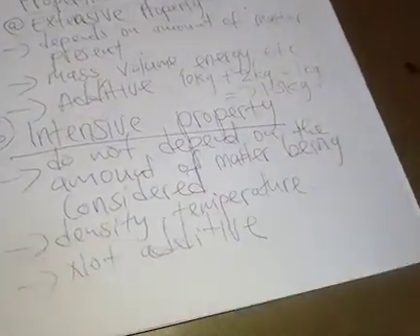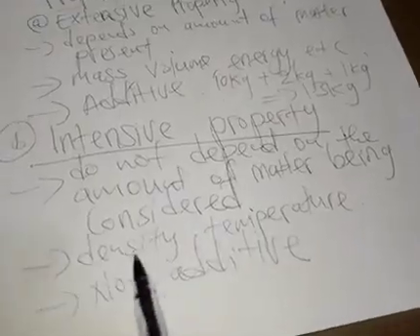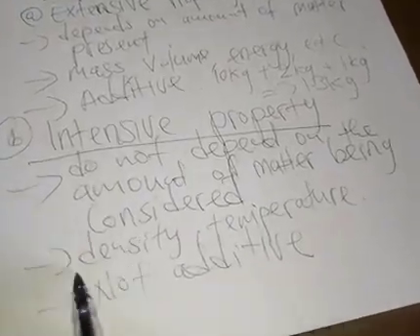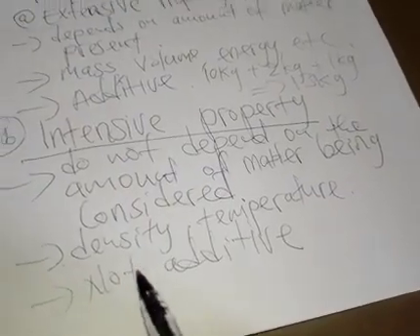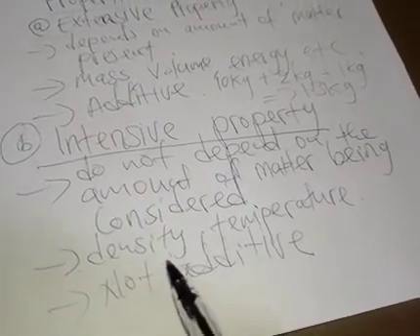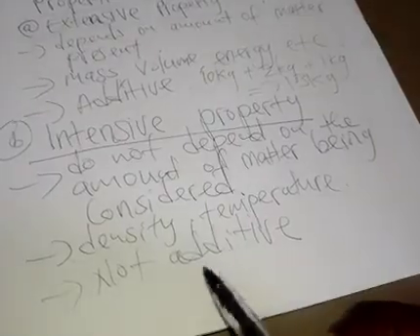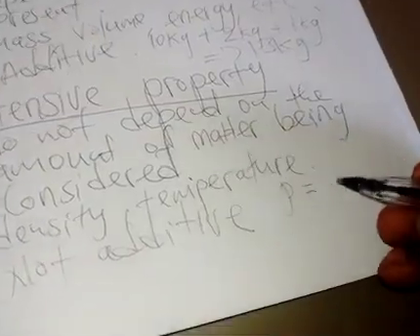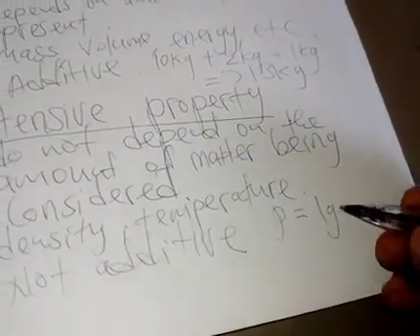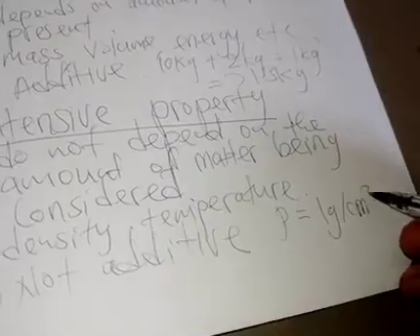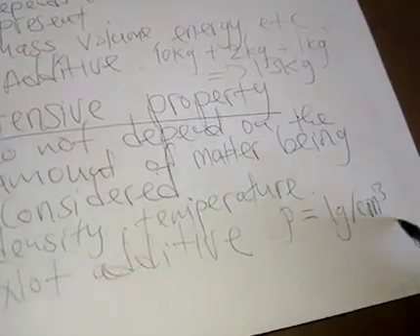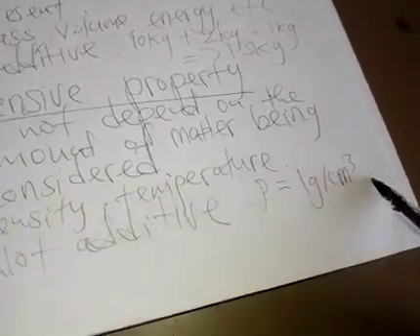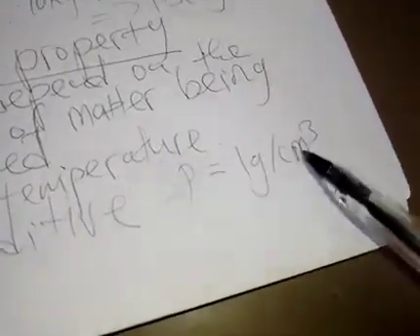Let's look at what we mean by this. Let's start with density itself. I'll give an example of the density of water. The density of water is about 1 gram per cubic centimeter. This is the density of water.